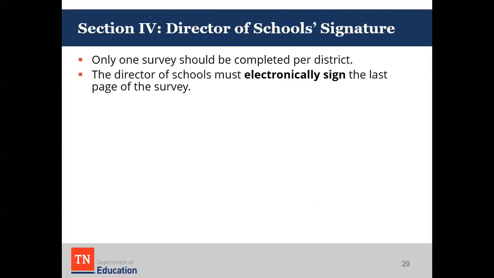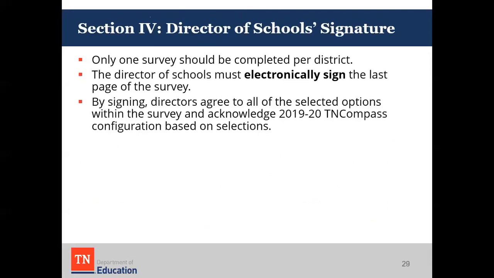The Director of Schools must electronically sign the last page of the survey. This signature will generate the MOU, and we are asking that the Director of Schools participate in this electronic signature. By signing, the Director of Schools is agreeing to all of the selected options within the survey and acknowledging that TN Compass will be configured based on the selections in the survey.